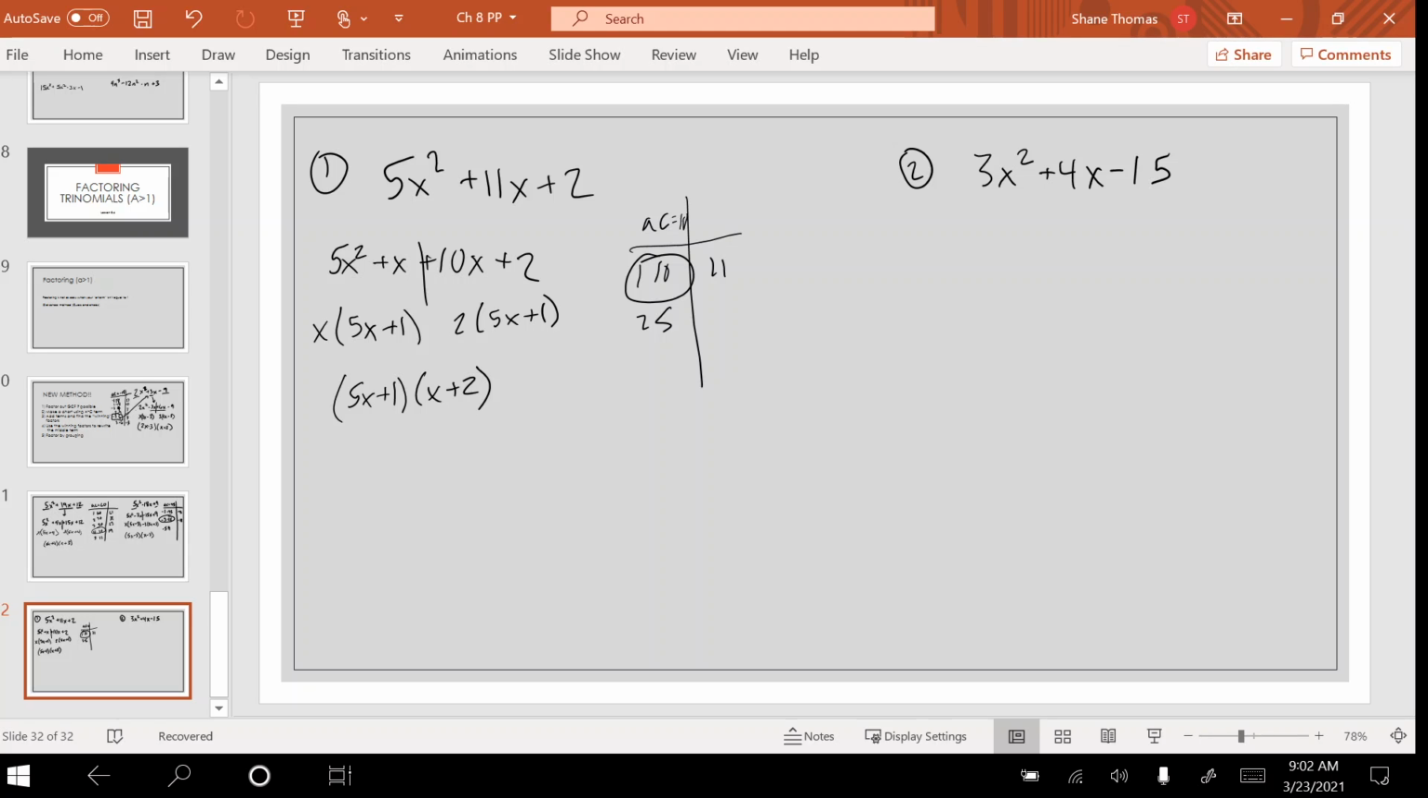Second one. Oh, I got it now. It's right here. I got it. All right, you better use this one quicker. A times C is negative 45. Okay. What's my factors of negative 45? 1 and negative 45, negative 1 and 45, negative 3 and 15, 3 and negative 15, negative 5 and 9, and 5 and negative 9. Okay. Which one's your winner? Negative 5 and 9. This one right here? Yep, that would give me a 4. So I rewrite. What do I have?